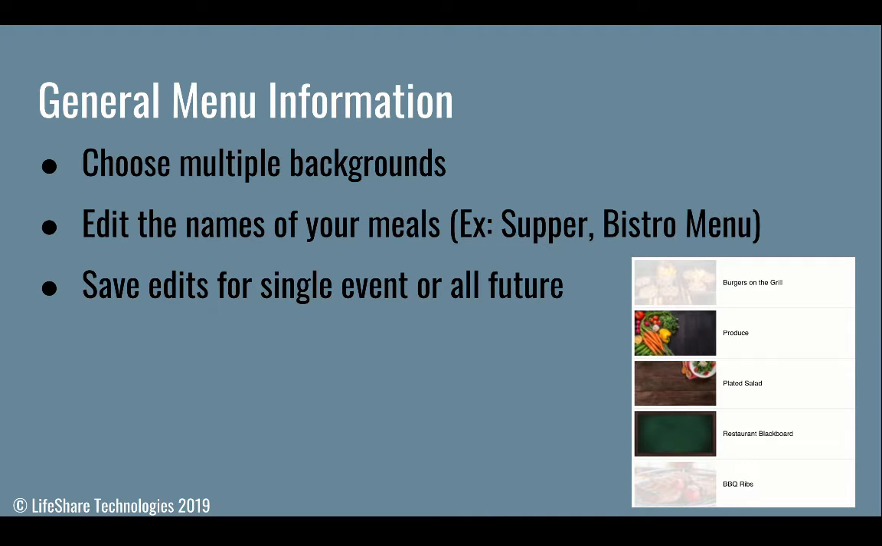And when you are creating these repeating events, so if you have a menu cycle and you see the little arrows that tell you it's a repeating menu, you can choose to make edits for one single event or all future events. So if it's a daily change, like you're going to substitute broccoli for green beans, you would save that as just a single event. But if you're going to continue to sub that every time that menu item comes up, then you can save for all future.